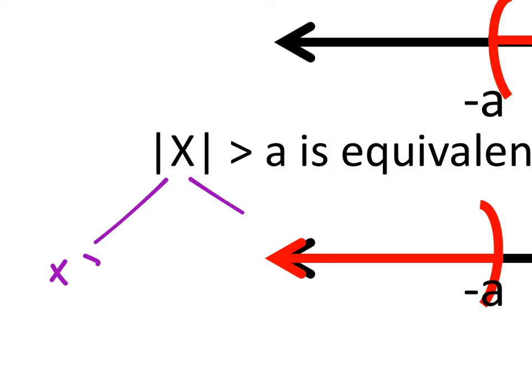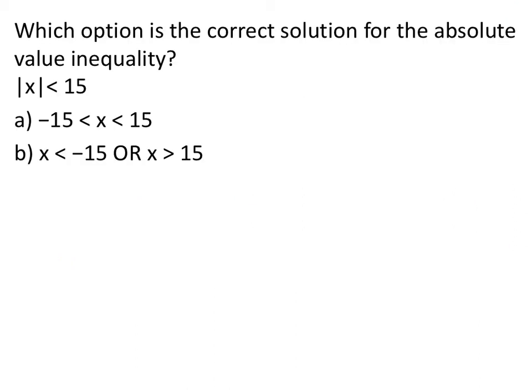We'd say x is greater than a, but also x is less than -a, which is why it becomes an or statement. Now, if that really sucked, don't worry about it. I don't really use that diagram when I'm solving these or graphing them or finding my interval for these, okay?